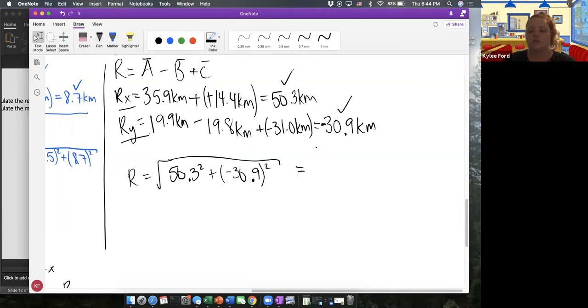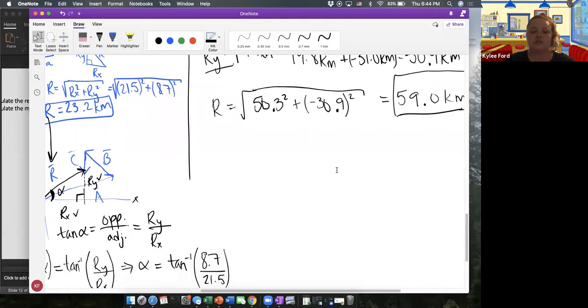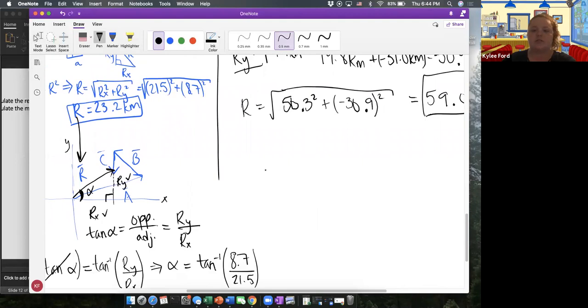So put this into our calculator. 50.3 squared plus 30.9 squared. We get 59.0 kilometers. Okay, so that is now our resultant magnitude. And now we want to know our direction. We'll do a similar thing here, but our picture is going to look a little different.